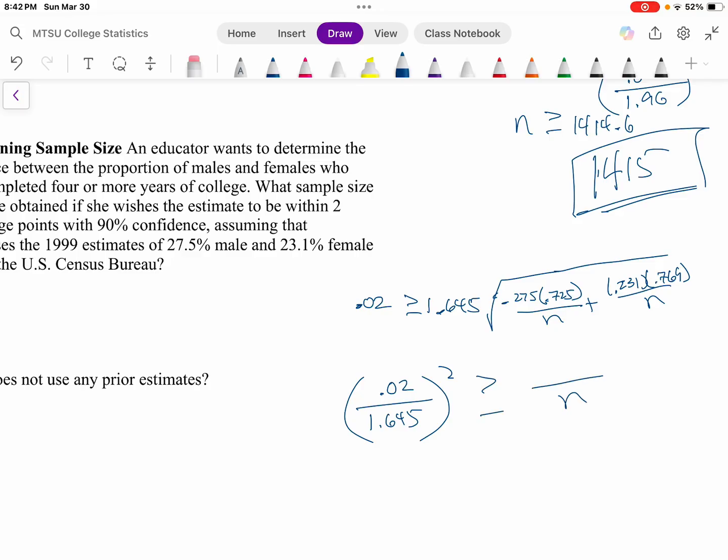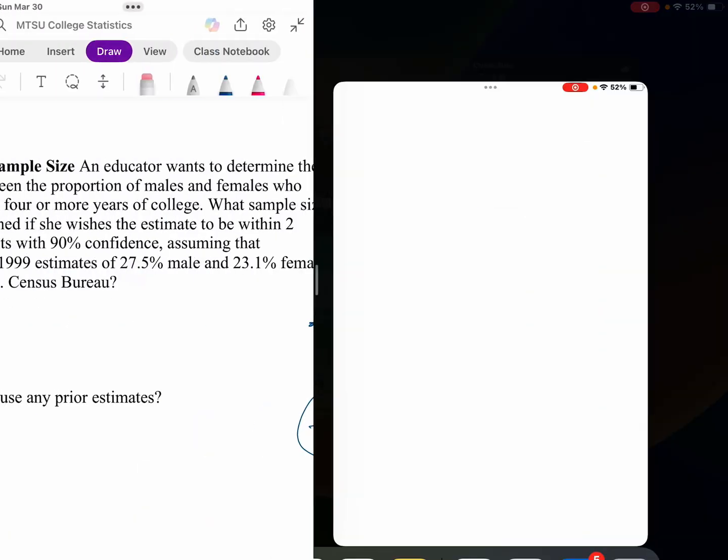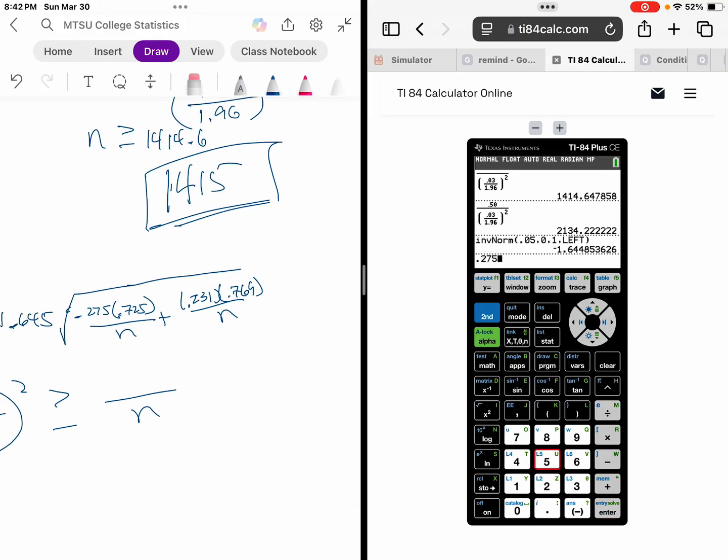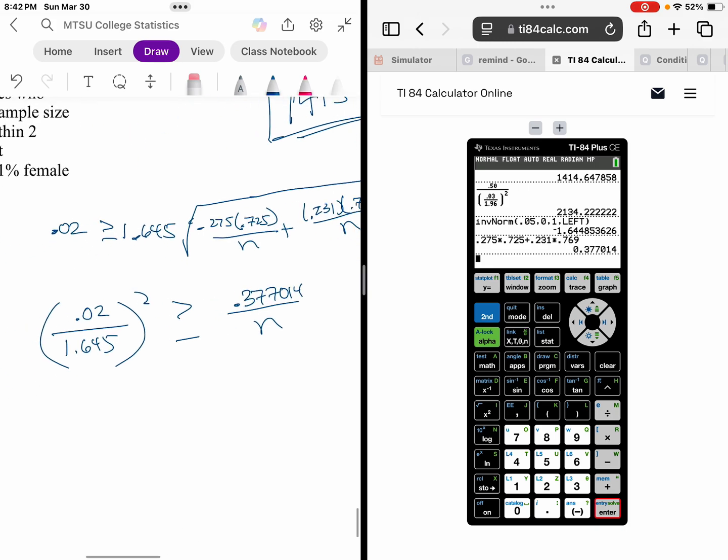I'm just trying to speed up the process here. That's over n, so I need to go to the calculator and multiply the two sets of decimals and add the numerators together. So 0.275 times 0.725 plus 0.231 times 0.769, and that gives me 0.377014. Again, as we mentioned earlier, these two things trade places, so n has got to be greater than or equal to 0.377014 over our fraction squared.